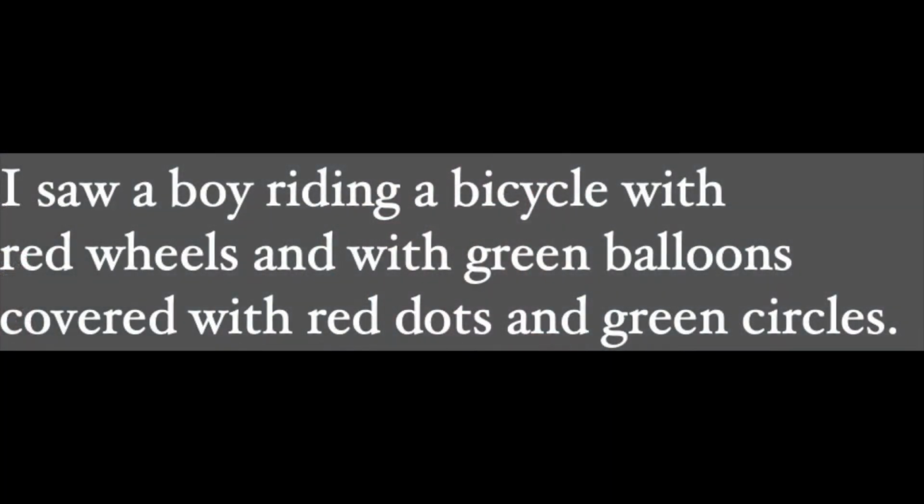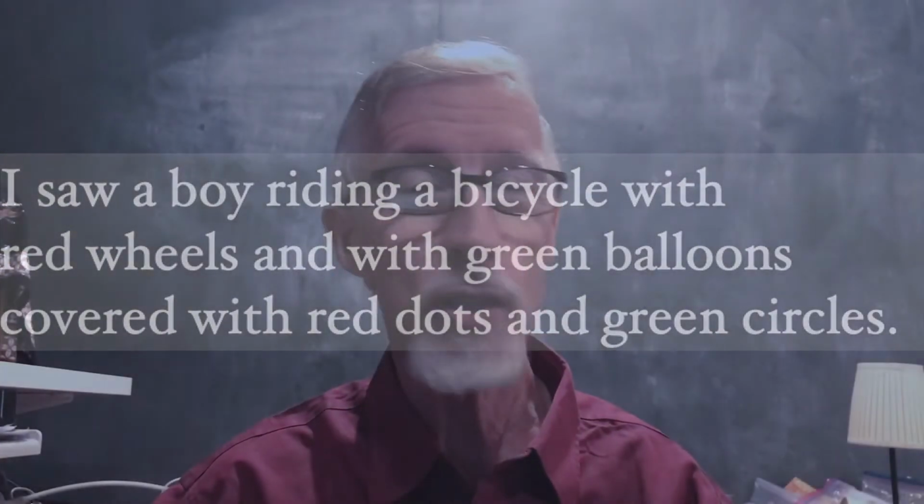So let's make a complicated sentence. Ready? I'm going to read the whole sentence, then we'll break it down and lay it out as a structural diagram. Here's the complicated sentence: I saw a boy riding a bicycle with red wheels and with green balloons covered with red dots and green circles. Okay, I made up this sentence, of course. You're not going to find that in the Bible.